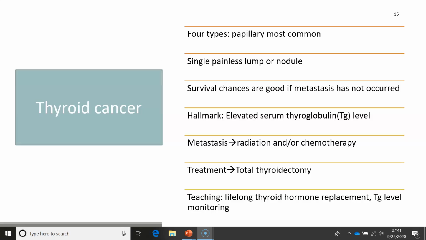Briefly about thyroid cancers. Prognosis is very good as long as metastasis has not occurred. The hallmark is elevated TG levels. The treatment is a total thyroidectomy, and these patients will also be on lifelong thyroid hormone therapy. And remember, with any type of thyroid hormone therapy, they need to take it at the same time every day on an empty stomach.